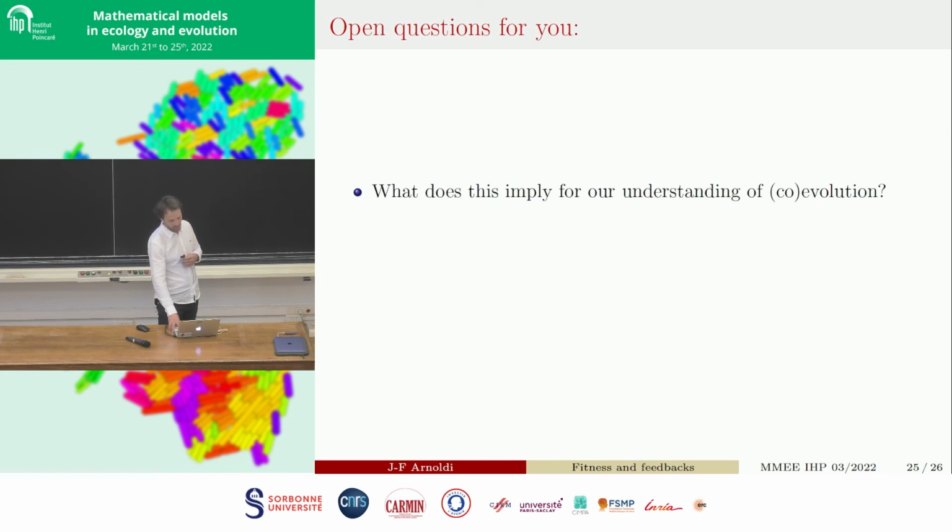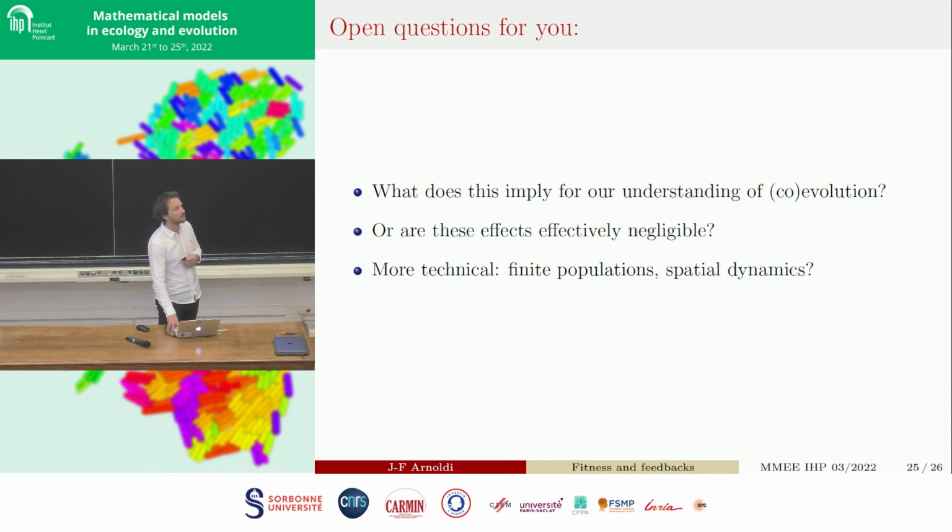Okay, so some quick questions for you: does that say anything about our understanding of coevolution? I have no answers to these questions, of course. Maybe this is utterly negligible, it doesn't really occur. And of course, many of you have explained, there are a lot of interesting subtleties when you consider finite populations, so stochastic dynamics and spatial dynamics and so on.